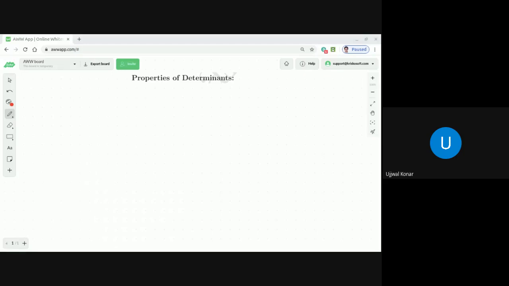So today we will be discussing the properties of determinants. This is a very important topic, and we will be seeing that the application of these properties of determinants is very important to evaluate the value of a determinant without expanding the determinant. We will see this in due course.